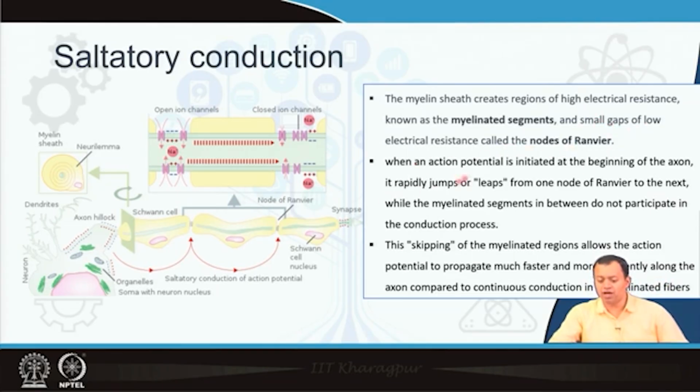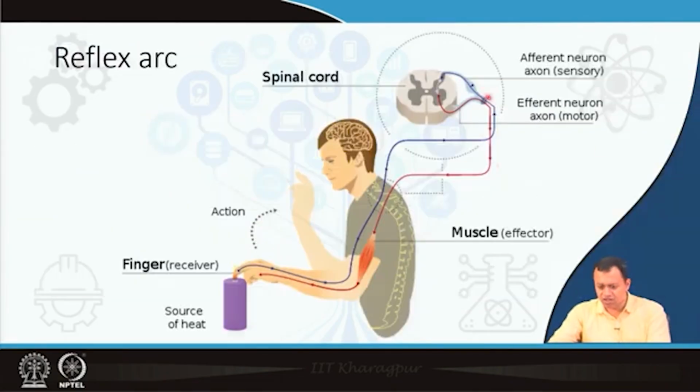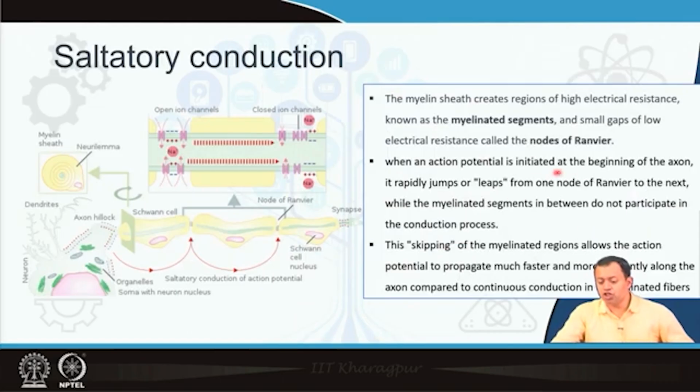Here see how the brain has figured it out, myelinated segments and small gaps of low electrical resistance, nodes of Ranvier. When an action potential, it is the spike, it is basically the synaptic spike that happens, the stimulant, the electrical signal. So, this information that has gone and is processed, this is an electrical spike. The term is action potential. The action potential is initiated at the beginning of the axon. It repeatedly jumps or leaps from one node of Ranvier to the next. Current flows the least resistance path.